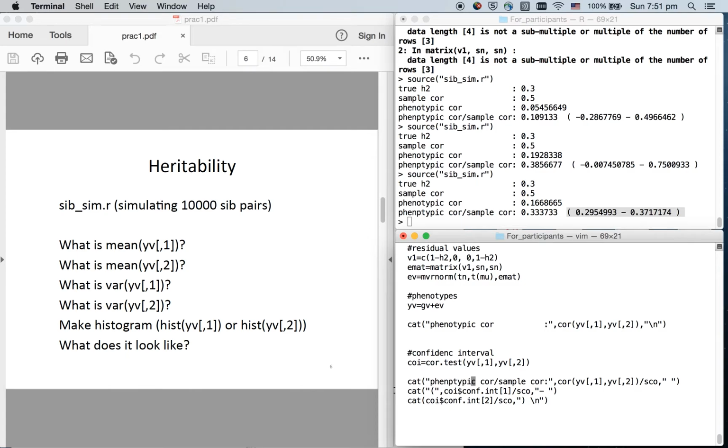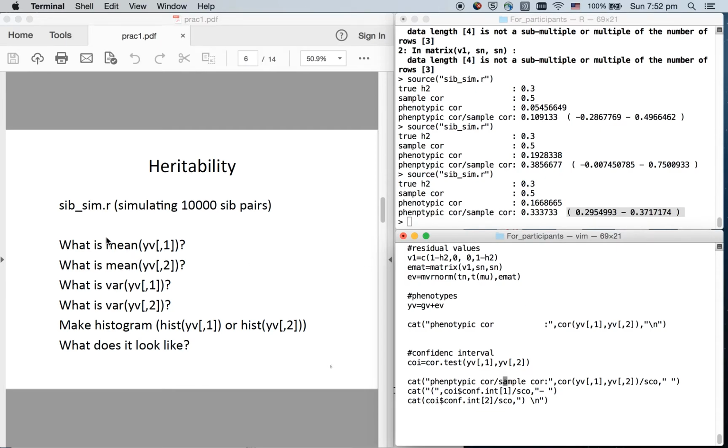So how does it? So that is from this function, correlation dot test. Then the coefficient from this function actually gives the 95% interval. That is from this. Okay.